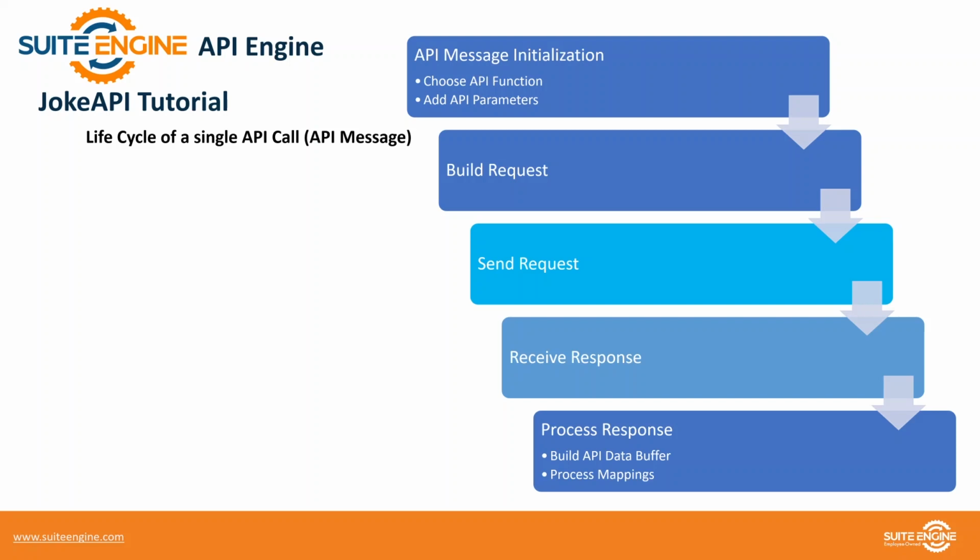So if you remember, an API message essentially represents a single API call to whatever API we're using. In that, we choose an API function and then add API parameters. And remember, everything that we're doing here in our API message lifecycle can be done through code. But at this point in our video series, we're seeing how far we can get with just the UI and no coding whatsoever.